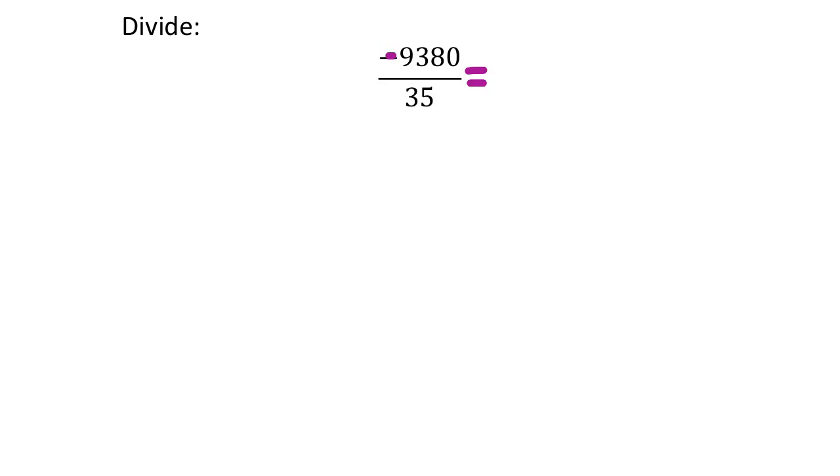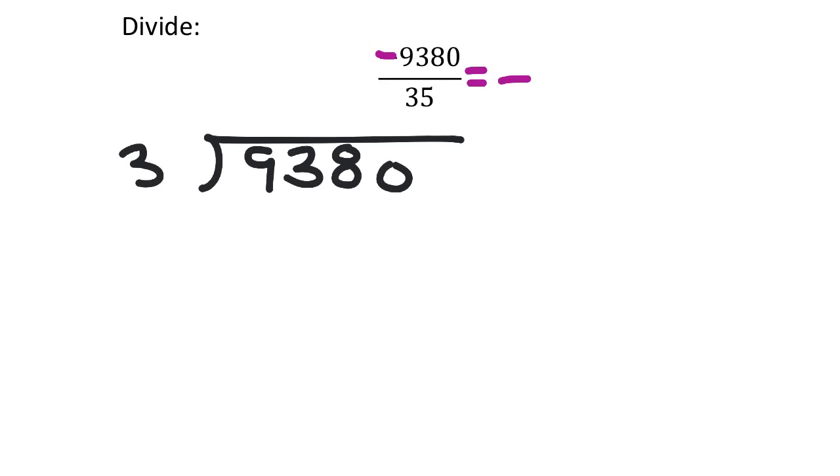I see this 1 negative. 1 is odd, so I know my answer is a negative. Now I don't worry about the negative. I'm just going to write it out. 9,380 divided by 35.